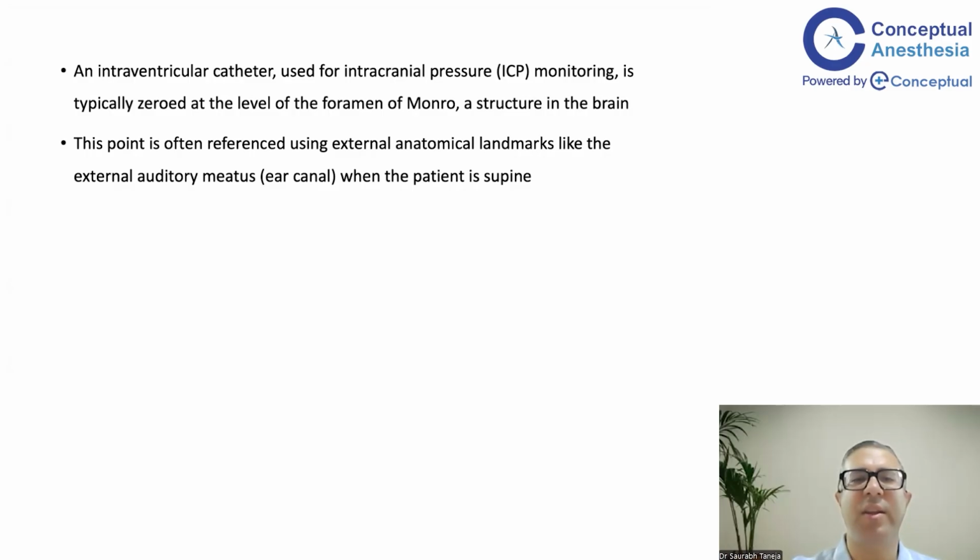And as I told you, by measuring the ICP, we can actually calculate the cerebral perfusion pressure, since we all measure the mean arterial pressure in all the critical care patients.